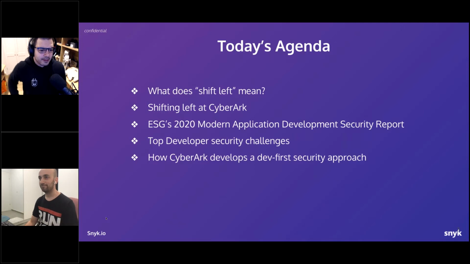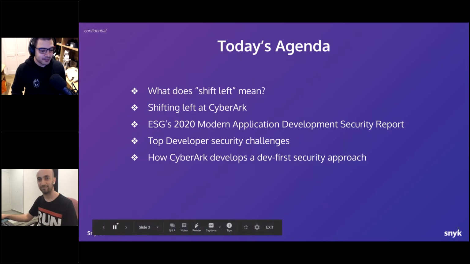Then the rest of this discussion is going to be based around the ESG 2020 Modern Application Development Security Report, which, as I mentioned at the start of this call, we'll make sure gets sent to you after this. We're going to take a number of questions from this report, do some polls with the audience, and see how this audience fares, as well as the results from the survey taking place on that report. We'll take a look at some of these top developer security challenges, and then again, to finish off, how CyberArk develops a dev-first security approach. So looking forward to having lots of discussion and lots of tips.